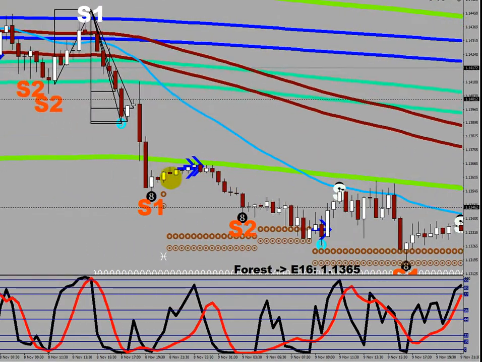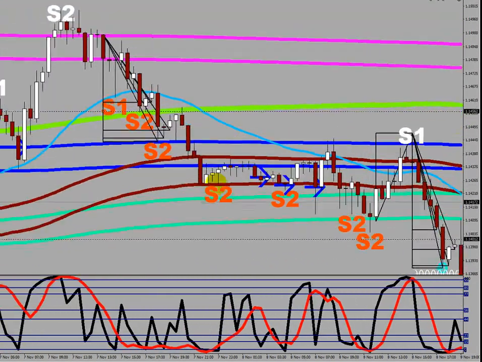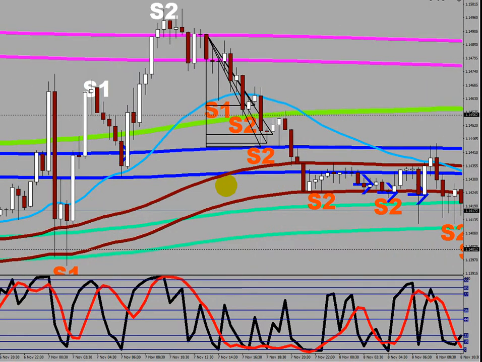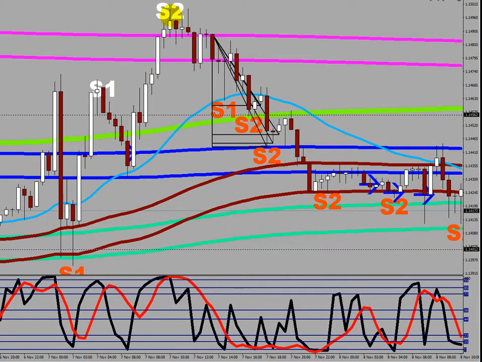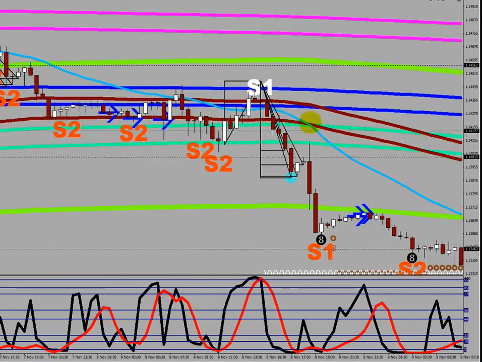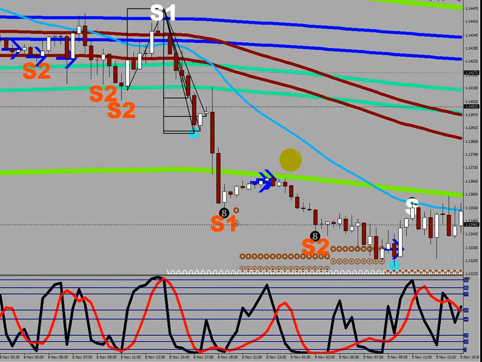Let's go back a little bit further, and you get to see more of them triangles. And obviously this one was an area of sell, and so was this.